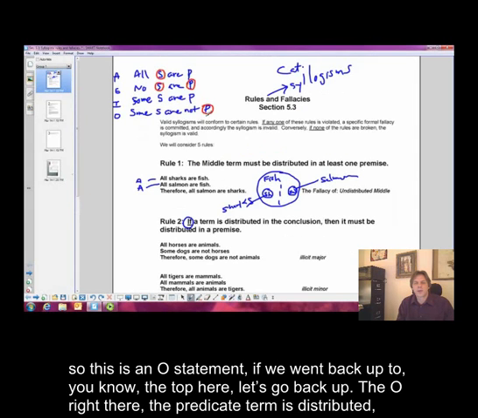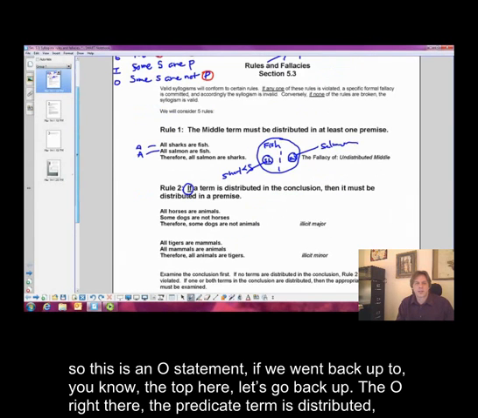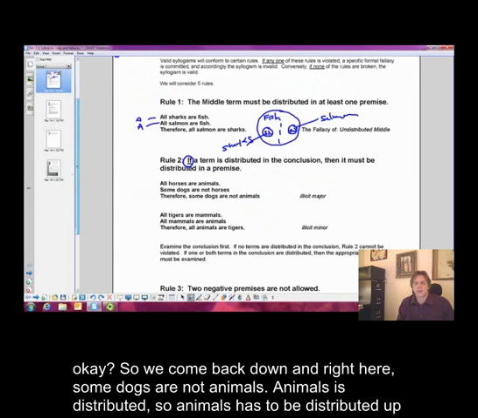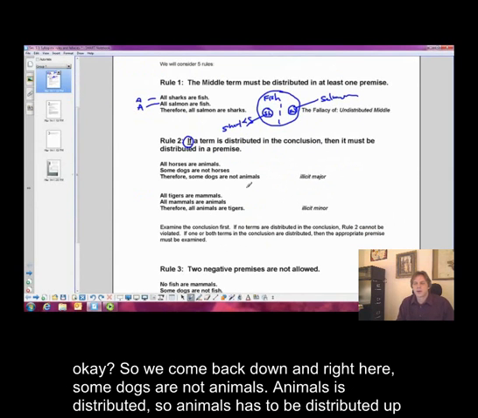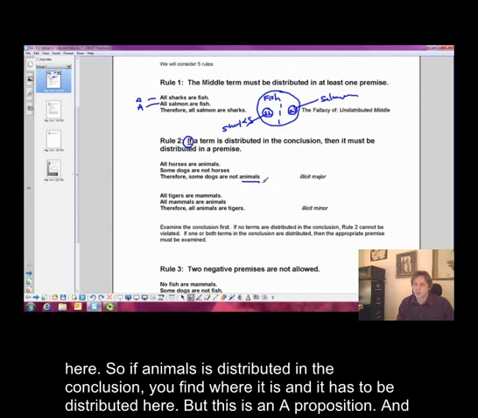The O right there, the predicate term is distributed. Okay, so we come back down, and right here, some dogs are not animals. Animals is distributed. So animals has to be distributed up here. So if animals is distributed in the conclusion, you find where it is, and it has to be distributed here.